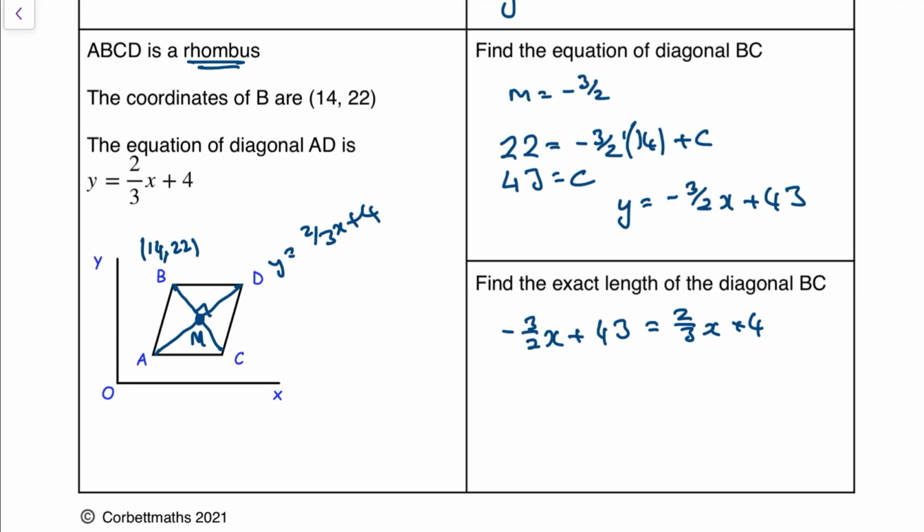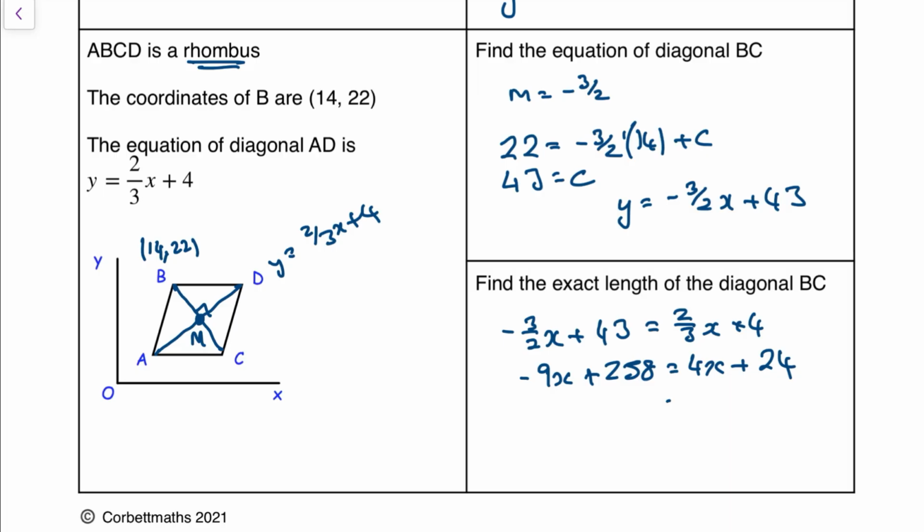I'm going to get my calculator out just so I'm ready. So multiply everything by 6. Well, 6 times 3 is 18 over 2 is 9, so that's minus 9x. Plus 43 times 6 is equal to 258. Not a very round number, but that will do. 6 divided by 3 is 2 times 2 is 4, so that's 4x. And 6 times 4 is 24.